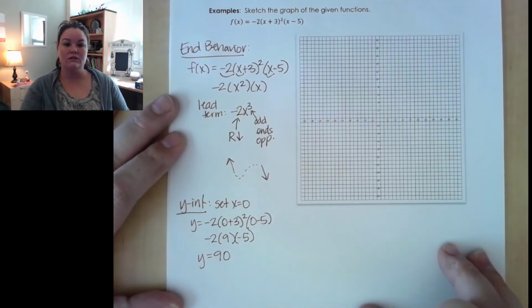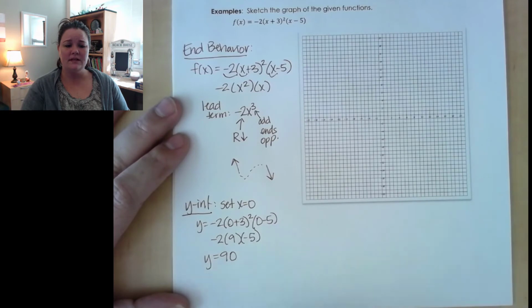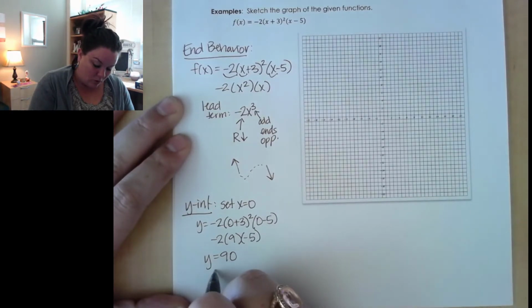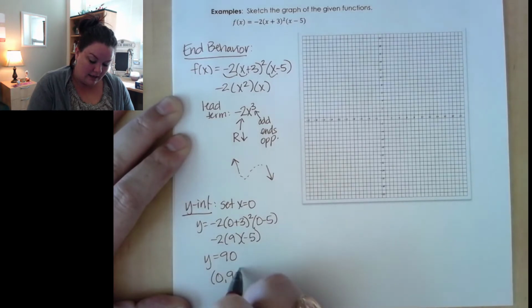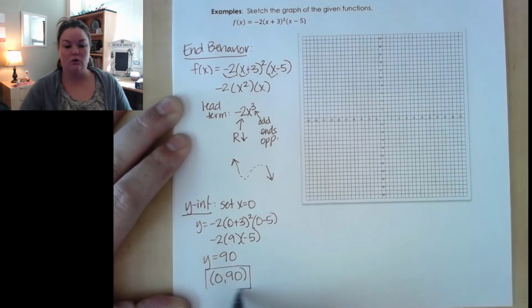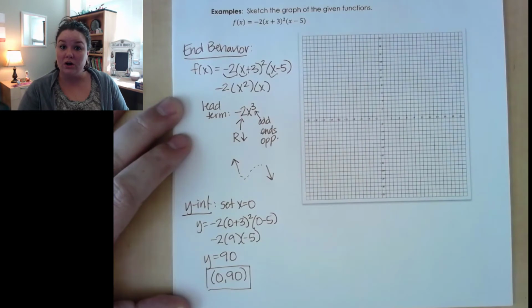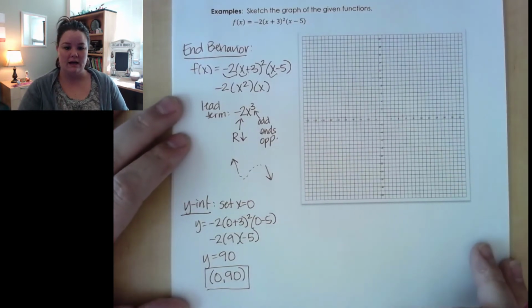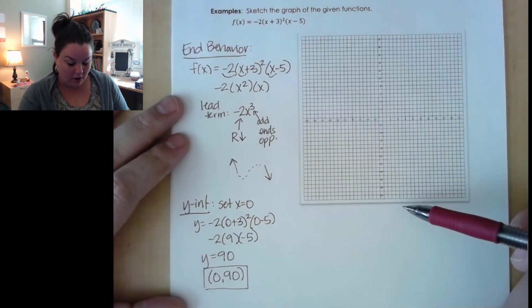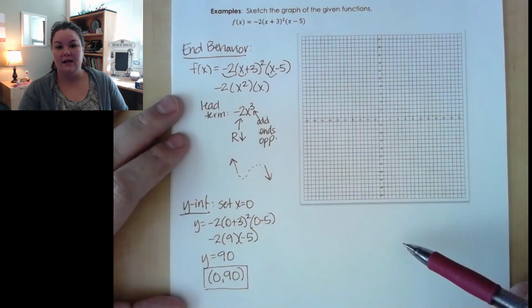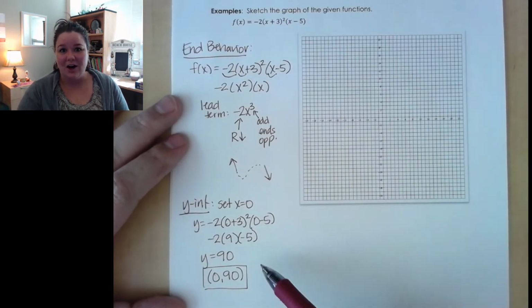Now remember, when we're solving, these are representing points on the graph. So we need to make sure we write this as an ordered pair, (0, 90). Okay, make sure you show me that ordered pair in your work, or it's going to be counted off on the worksheet. Now if you look at our graph, it is a 20 by 20, right? And so we don't have 90 on our graph.